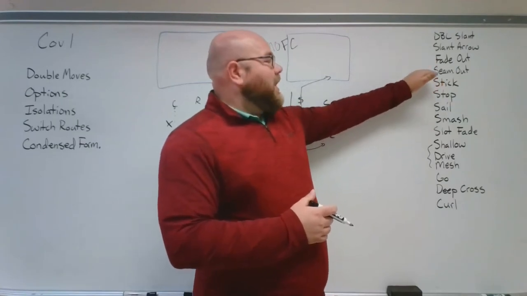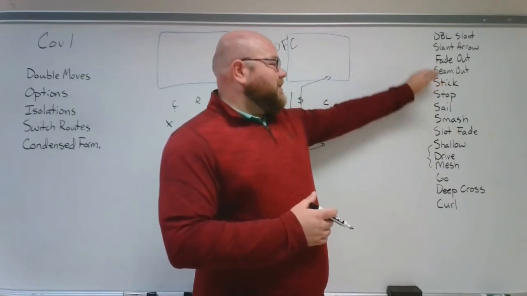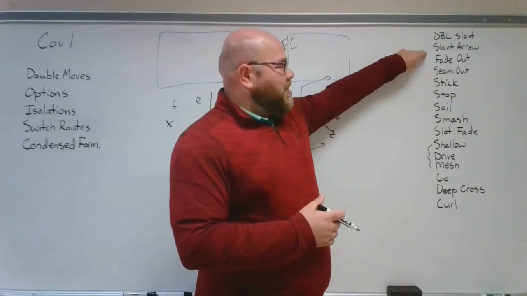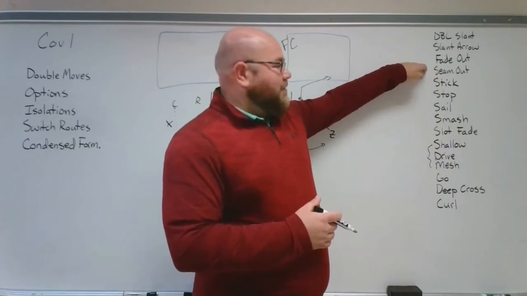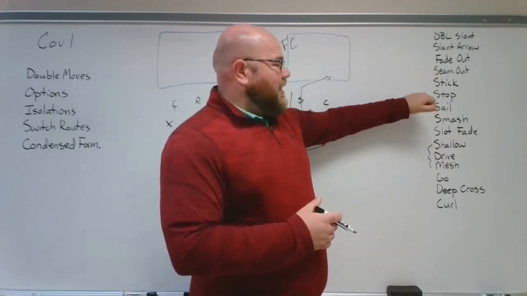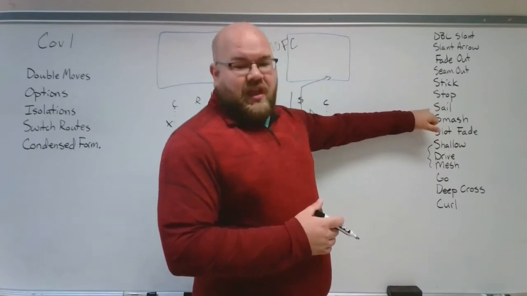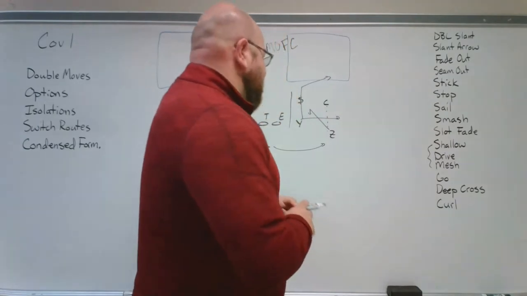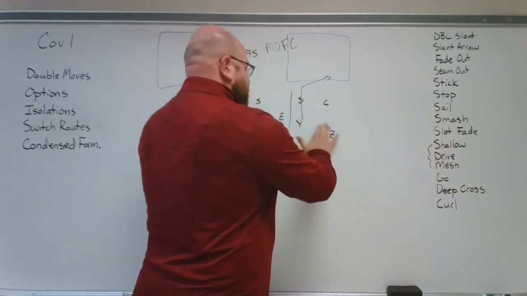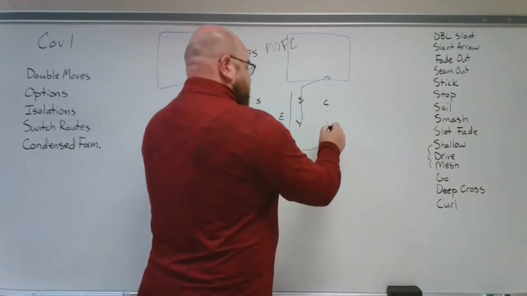We've got the seam with the out. So that's an out by the slot receiver and an out by the outside receiver. We've got the stick concept, running all stops or all hitches. We've got sail. Sail is a corner route. So sail is basically like this.